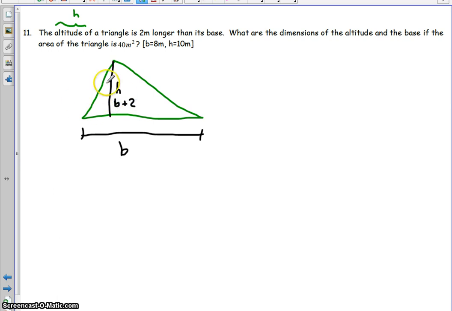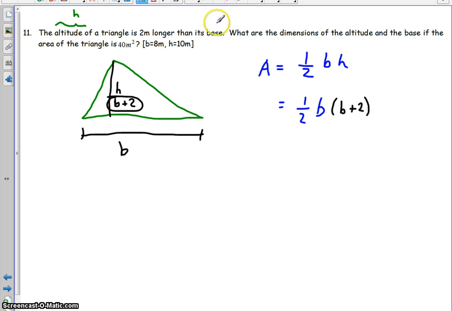And again, that comes from the fact that we're told that the altitude of the height is 2 meters longer than its base. So whatever the length of the base is, add 2 to that and you're going to get the height. It asks for what the dimensions are if the area of the triangle is 40 square meters. Well, how do you find the area of a triangle? Hopefully you remember that the area of a triangle is equal to half times the base times the height. We know that the height is going to be equal to the base plus 2, so it's going to be half times the base, and we're going to replace the h with b plus 2.